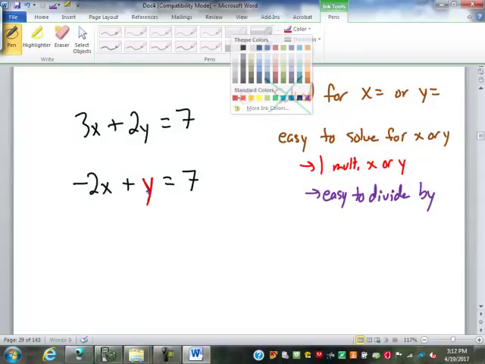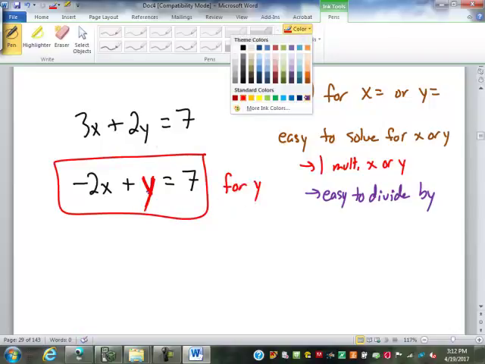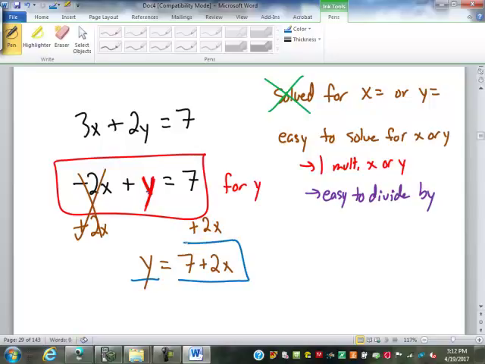So here, since this bottom equation has a y all by itself, we're going to solve this equation for y, and we're going to use that then for a substitution. So how am I going to solve that for y? What do I have to do? Add 2x. It's a negative 2x, so adding 2x makes it disappear. I have to add 2x to the other side. So y is by itself here. 7 plus 2x is 7 plus 2x. So now I have that y equals 7 plus 2x.